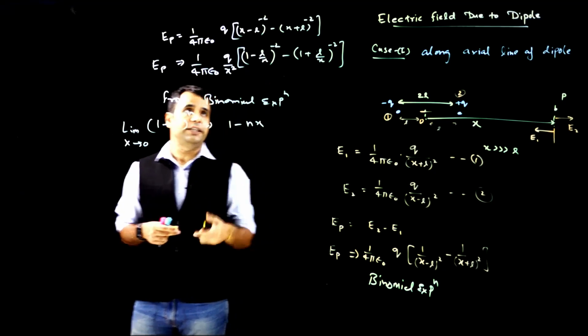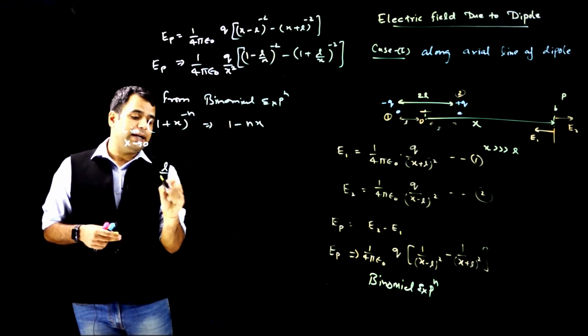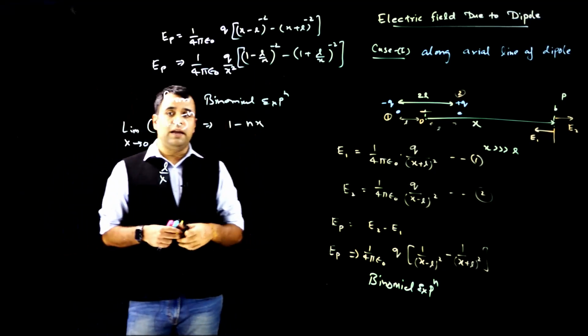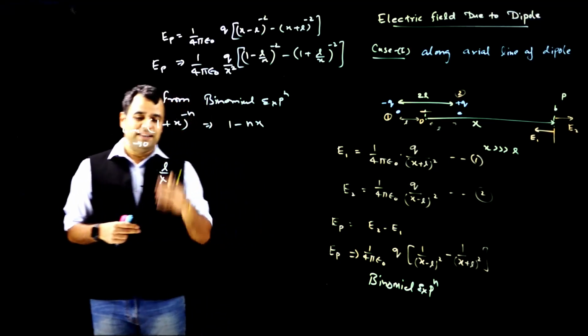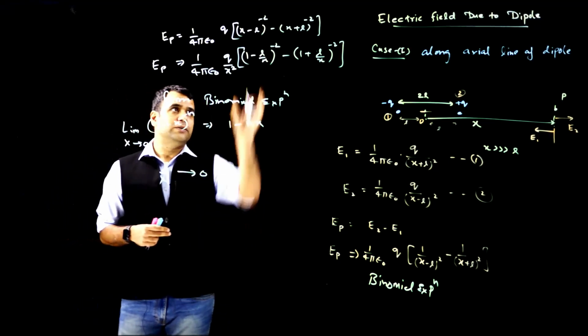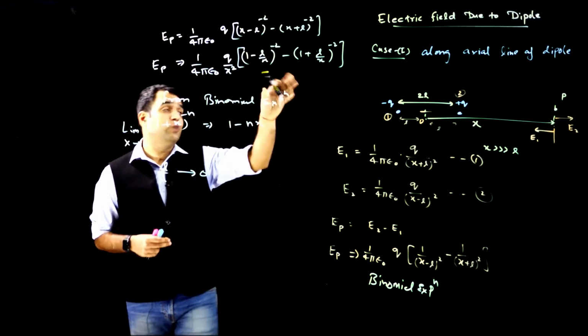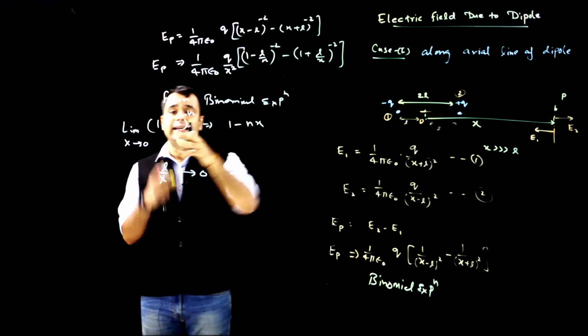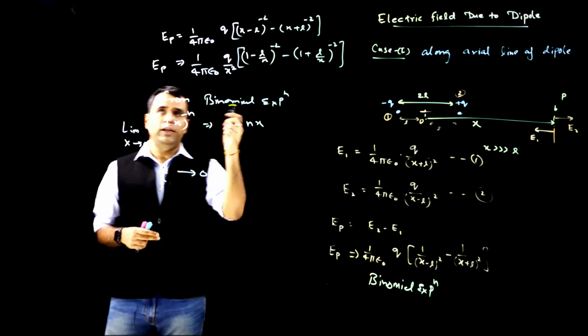Now, in this case, L upon x, since x is very, very large compared to L, will tend towards 0. So both 1 minus L upon x as well as 1 plus L upon x will look like 1 plus something tending to 0. So I can use the binomial expansion.